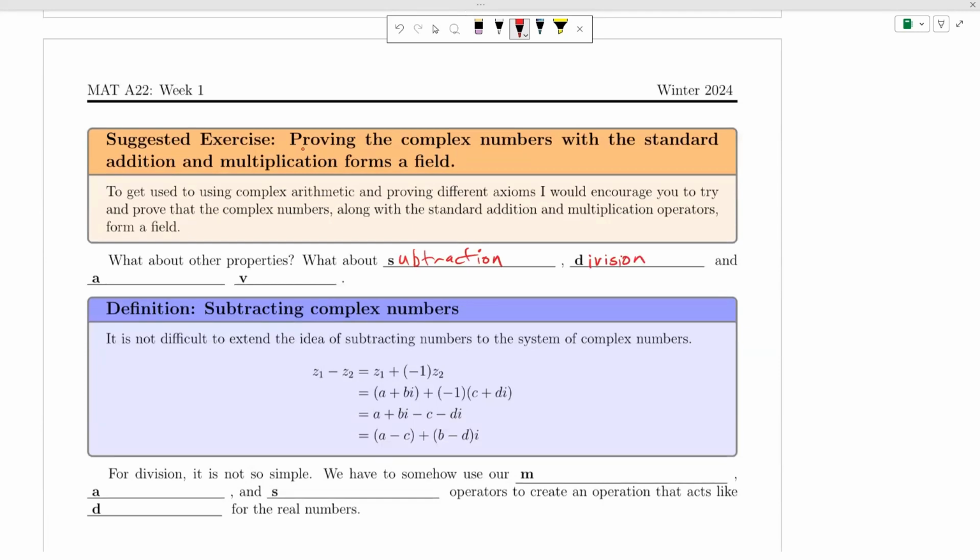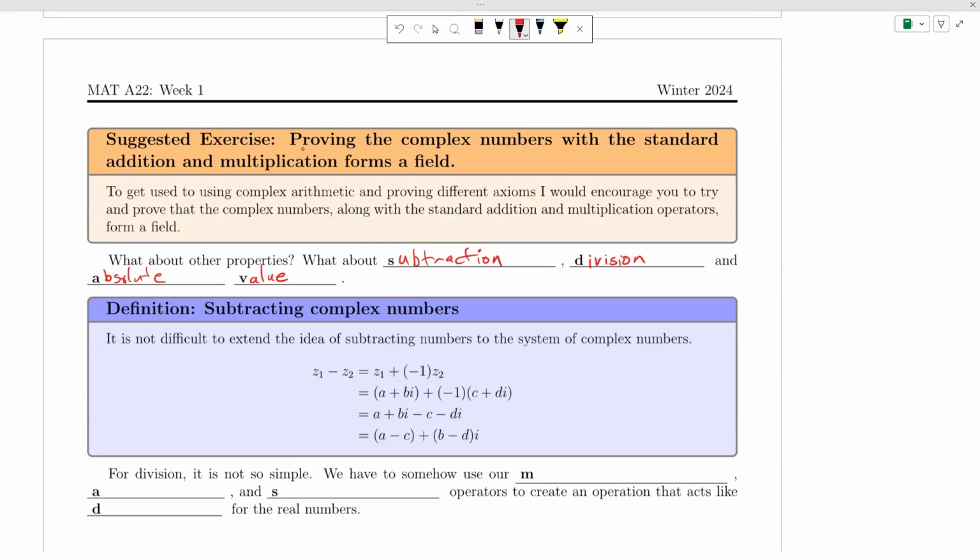operator. So if I want to add, I use one operator. If I want to divide, I use another operator. And the last thing is, how do we get the length of the number or the size of the number, or our absolute value? What about these properties? How do we incorporate them when looking at complex numbers?